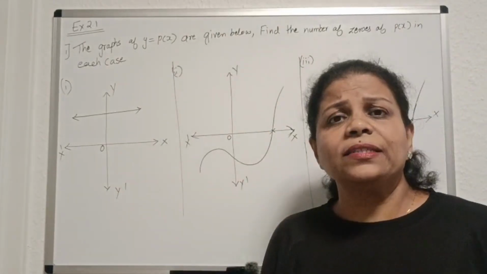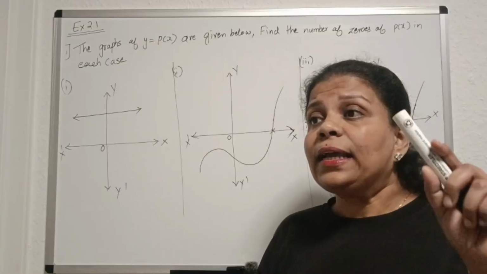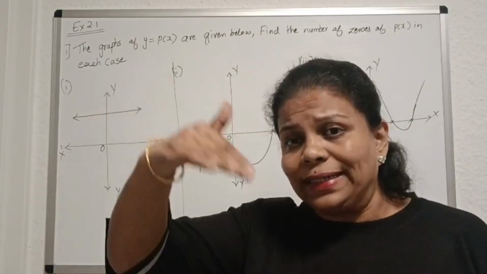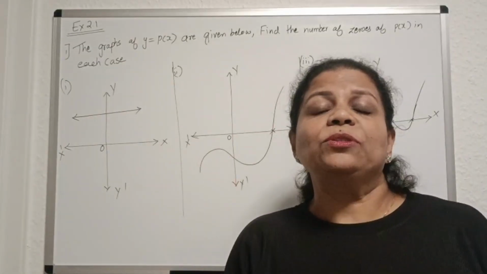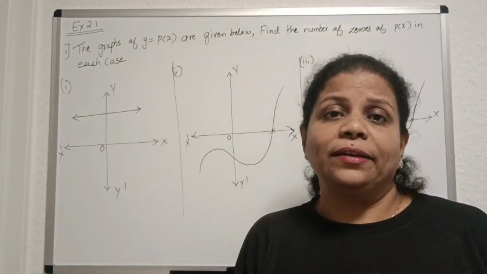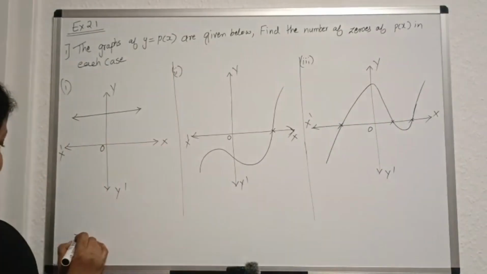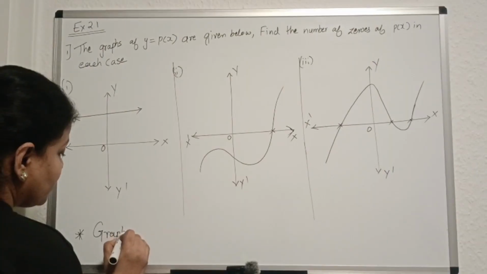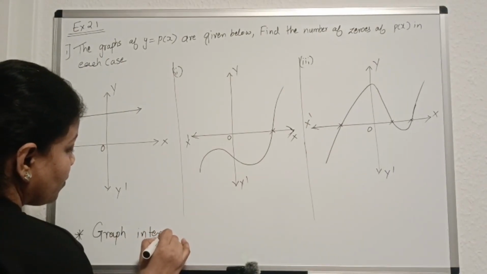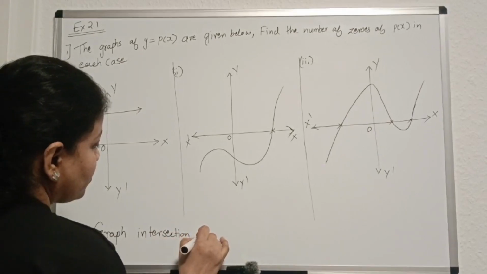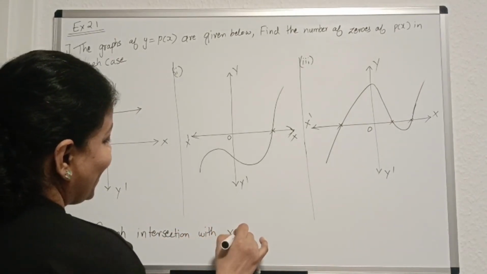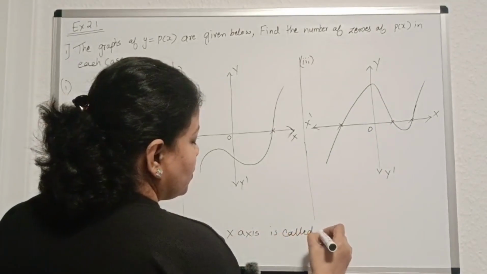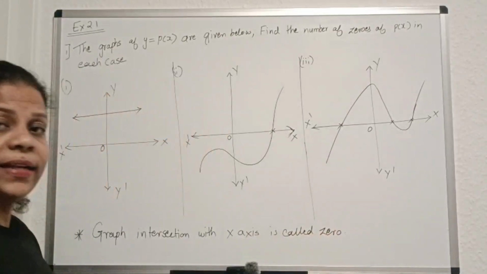Before starting this question, let us revise one concept. How will we find the number of zeros? The number of times the graph intersects the x-axis, that many zeros you will get. Okay, so let us write this concept. I want you to write down in your notebook: graph intersection with x-axis is called zero.